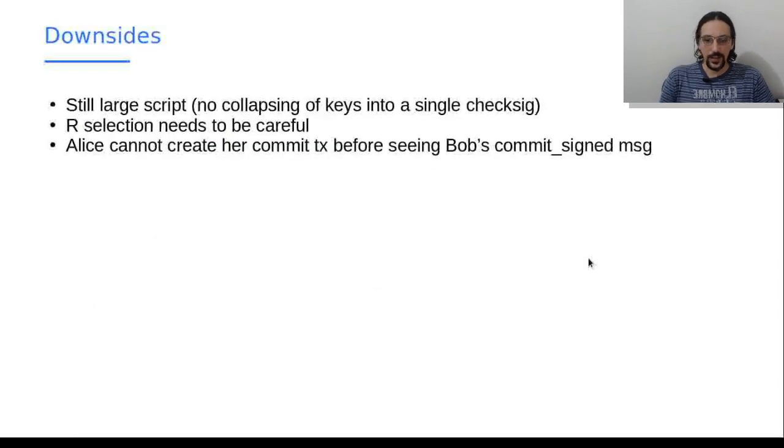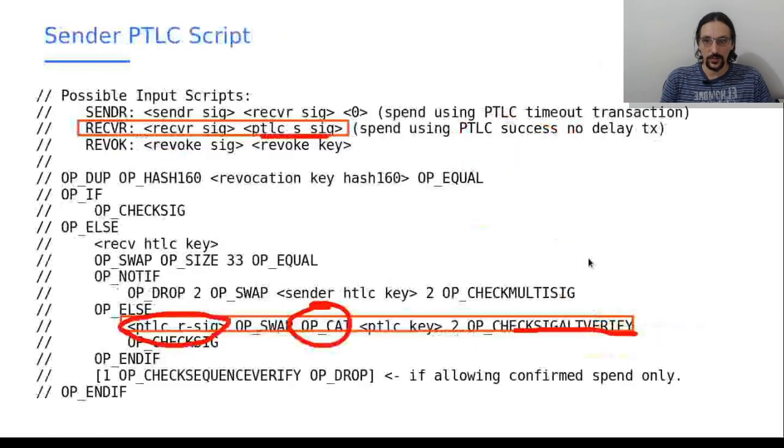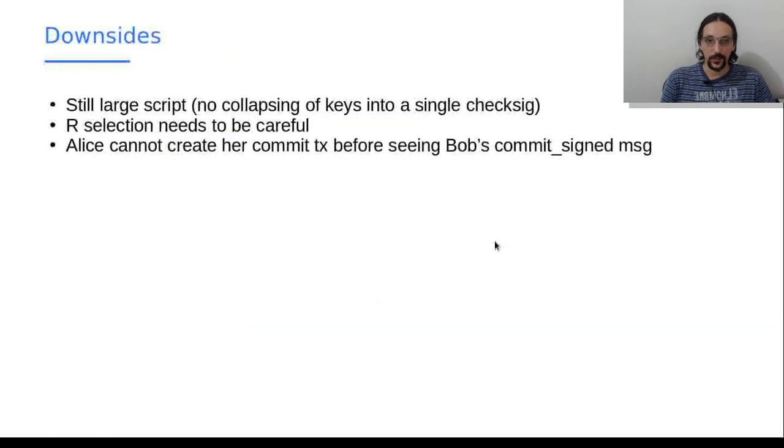This has a couple of downsides, so this is still a largish script. I haven't collapsed all these conditions into a single check sig operation. Bob needs to be careful in selecting the nonce, because he needs to both be able to redeem this in the future, but he needs to be careful not to reveal his private key. So there's some security needed when selecting the R point.